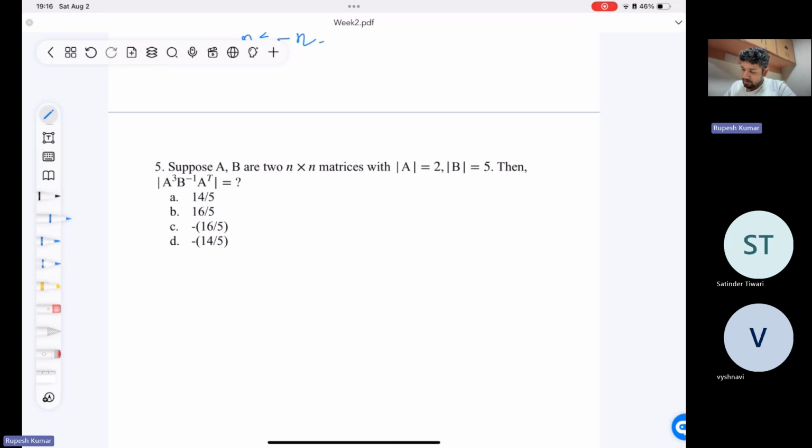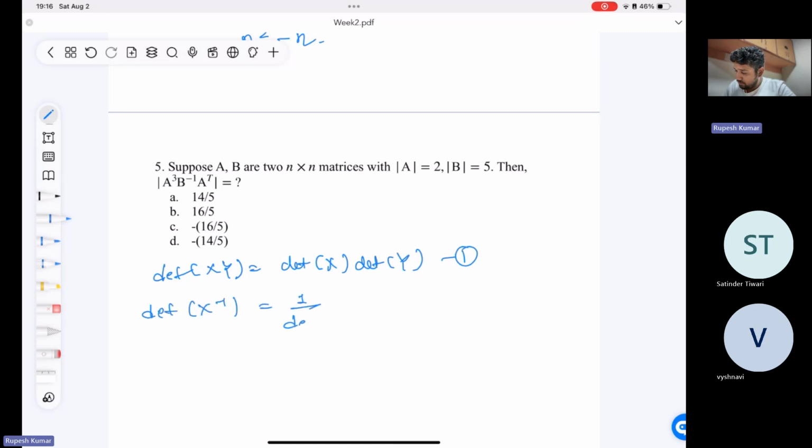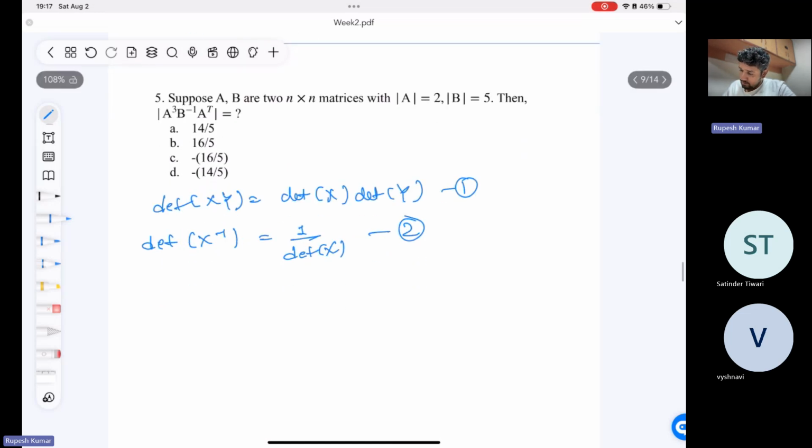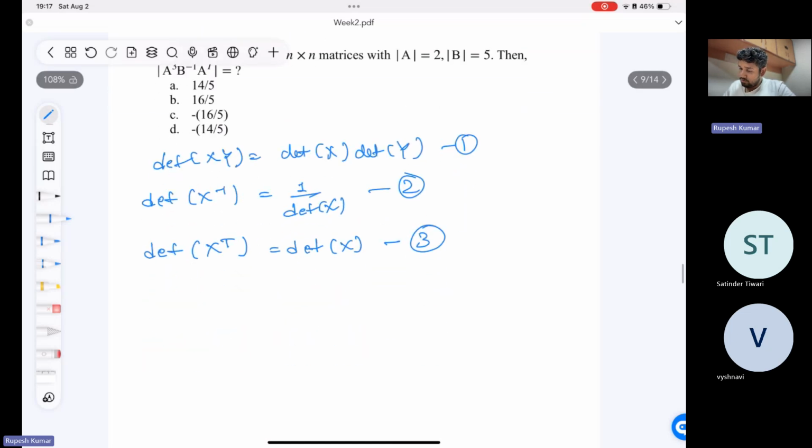Let me give you some properties that will be helpful. Determinant of xy equals determinant of x into determinant of y. This is property 1, let's say. The second property we can say, determinant of x inverse equals 1 divided by determinant of x. Let's say this is property 2. Then again, determinant of x transpose is equal to determinant of x. This is property 3, right? Now you can use these three properties to solve this problem.